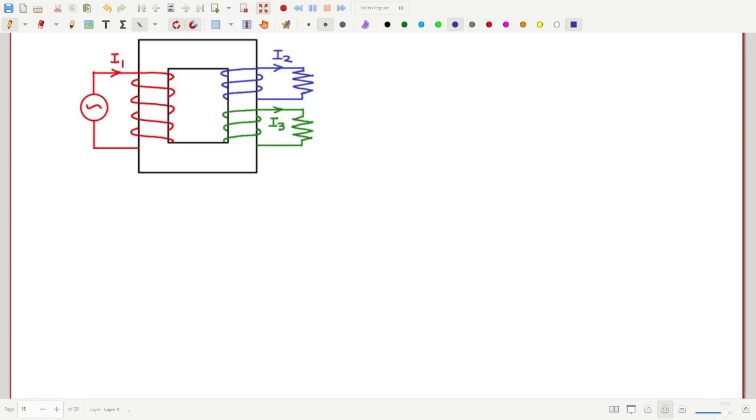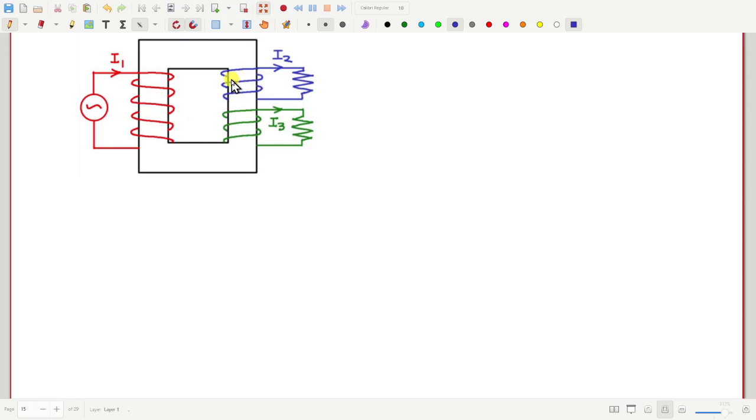We are studying about transformers, ideal transformers so far, and let us solve some problems on ideal transformers. Here is the first question. We have a 3-winding transformer, one primary and two other secondaries.